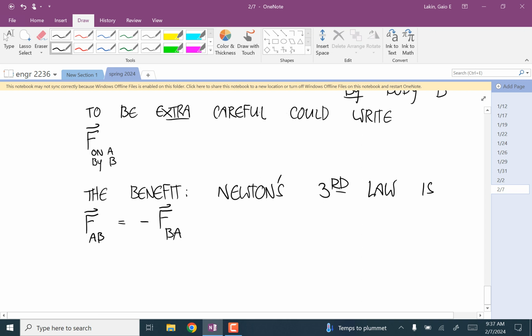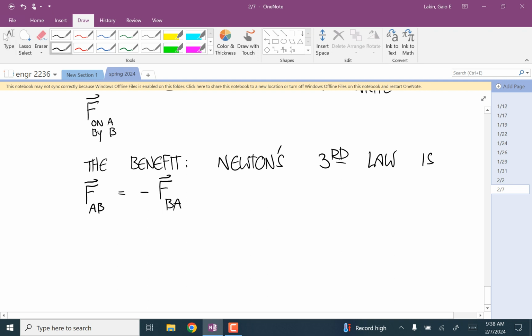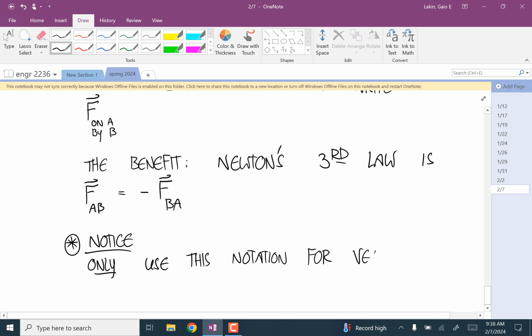If you have two bodies that are in contact, the force body A applies to body B is opposite the force body B applies to body A. I do want you to notice something though. Only use this notation for vectors and vector components.